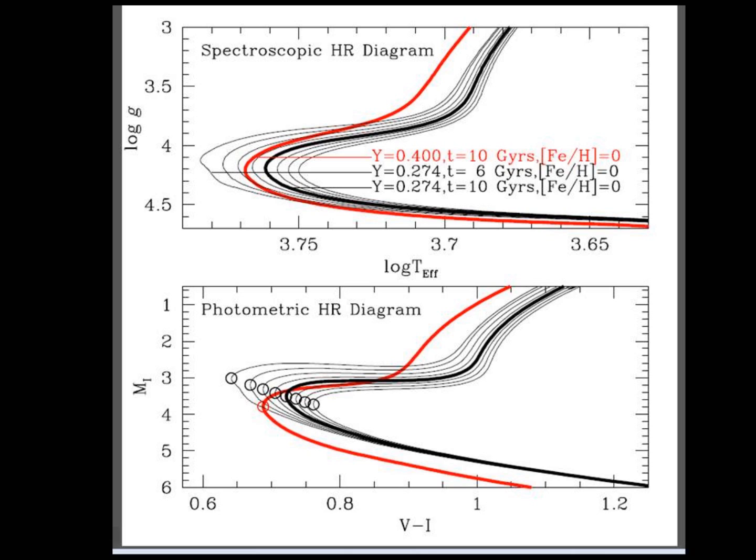I will now show you figure 1 from my paper. In the top panel of figure 1, we see the spectroscopic plane, log g and Teff. I show isochrones from the Dartmouth Stellar Evolution database.